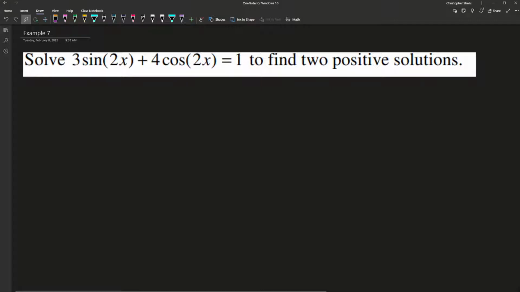For this next problem, this is saying solve 3 sine of 2x plus 4 cosine of 2x equals 1 to find two positive solutions. The first thing I want to do here is rewrite everything in terms of a single sinusoidal function on the left-hand side, because otherwise this is very difficult to solve. So let's first find a. This is using the formula from the last page.